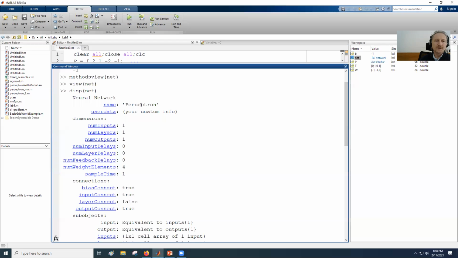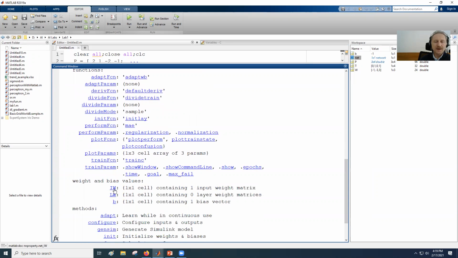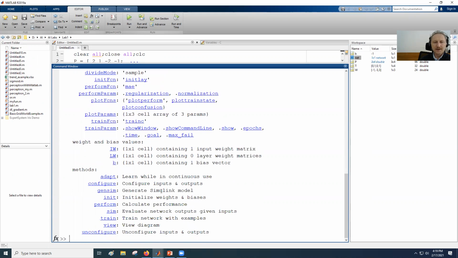It is telling, first of all, that this is a Perceptron neural network. Yes, there is some information here: input weight, layer weight. In this network, we don't have layers. We have only input weight and bias values. And then there are also some methods available, such as the adapt method and the configure method. We know all these ones.